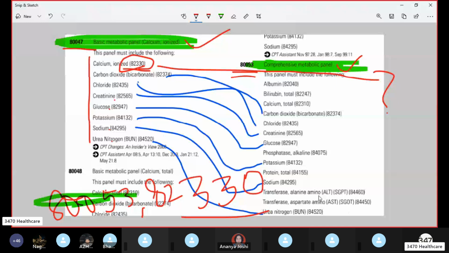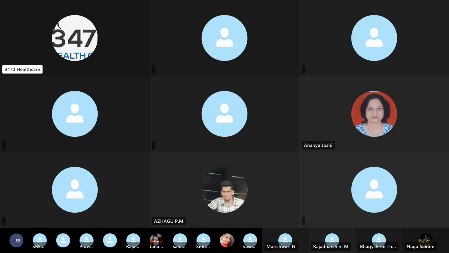Everything coming in the higher panel is coded in the higher panel itself. Suppose only a test from the smallest panel is missing, that is not in the higher, no? That alone you have to code additionally, not the panel code. Please remember, don't give panels. Now clear?